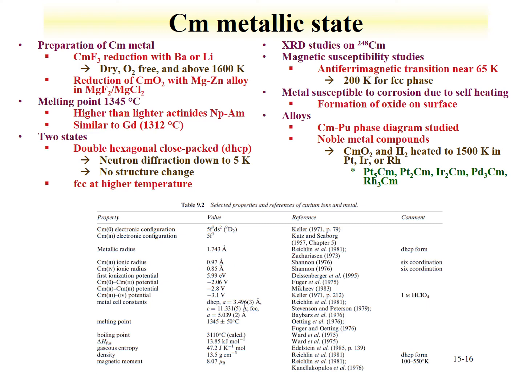The metal itself is susceptible to corrosion due to self-heating. Formation of oxides on the surface has been identified. This is primarily true with curium-244, the shorter half-life isotope. And alloys have been examined, the curium-plutonium phase diagram studied, and then curium compounds with noble metals. For instance, if one takes the dioxide and hydrogen, heats it up to about 1500 K in platinum, iridium, or rhodium, you can get a number of intermetallic species with curium.